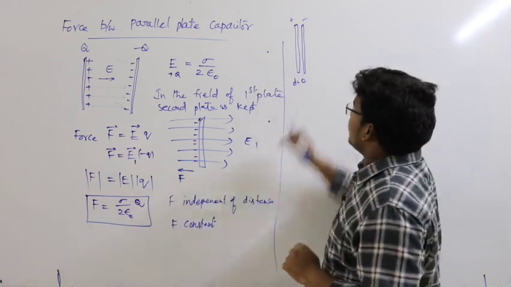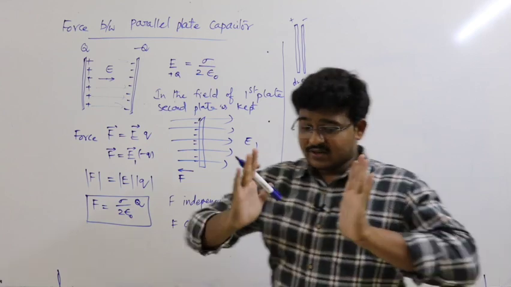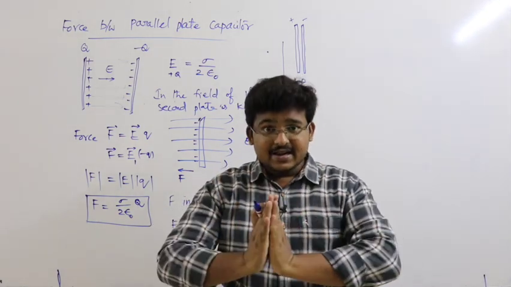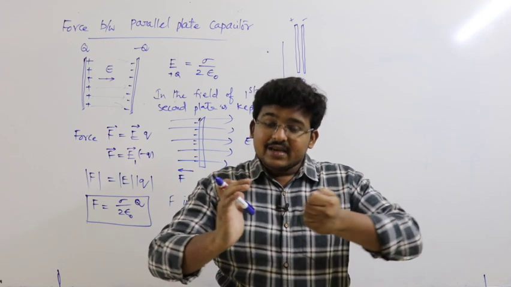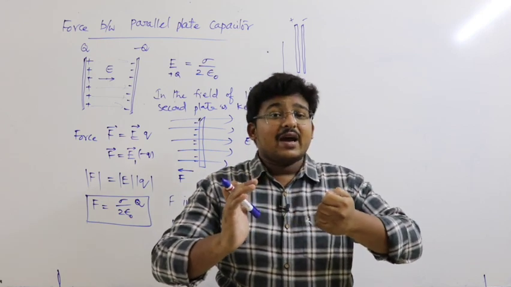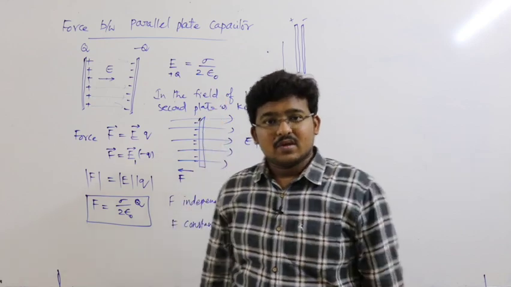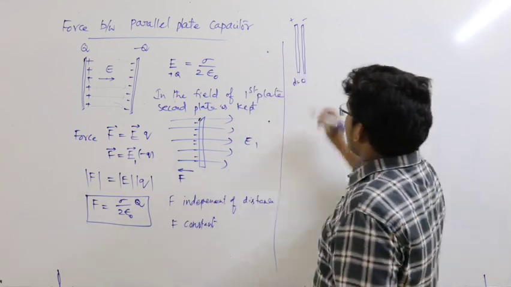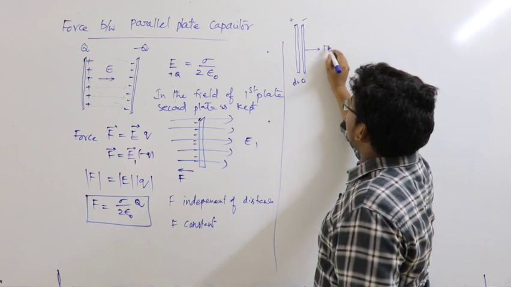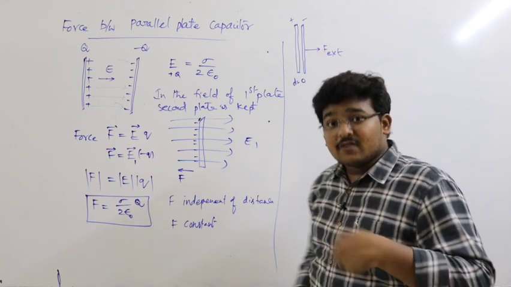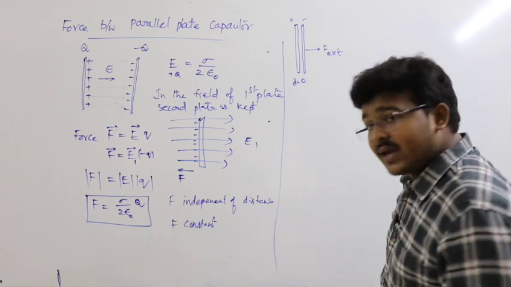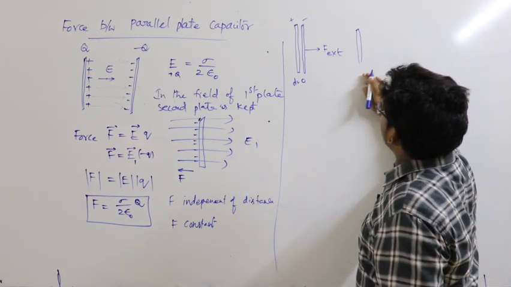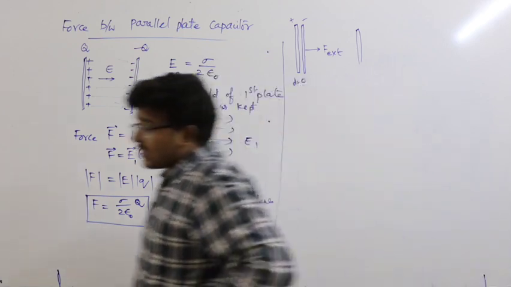Now, here also some force is there because they will attract. Now my question is, when they are attracting, we need to separate them and keep them at a distance of d. That is how a parallel plate capacitor will be formed. So now I need to apply some external force so that I will keep the two plates.